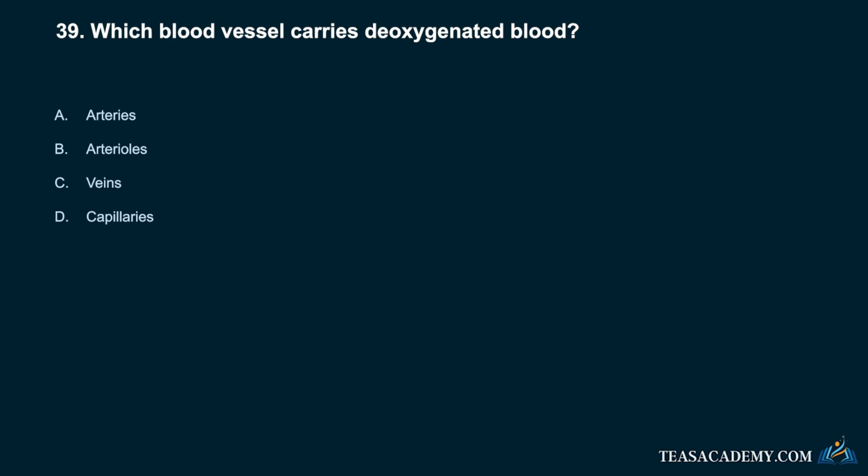39. Which blood vessel carries deoxygenated blood? A. Arteries. B. Arterioles. C. Veins. D. Capillaries.